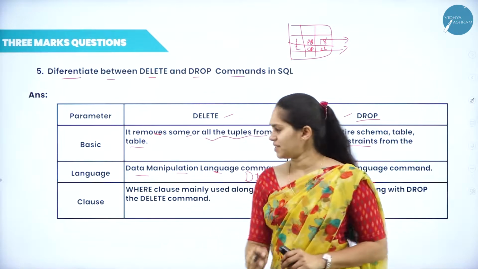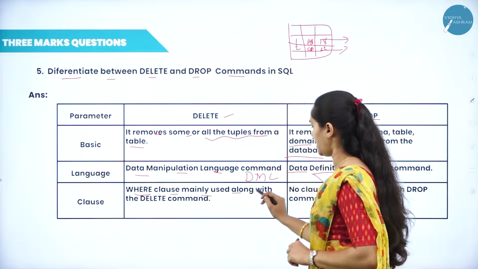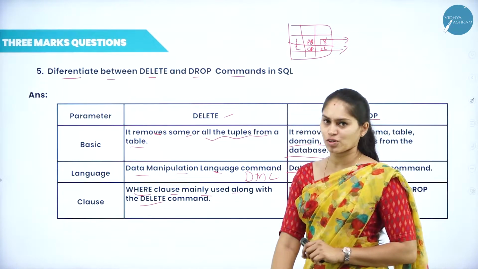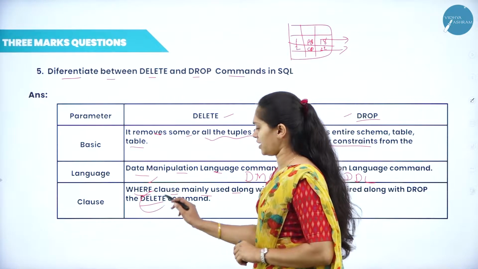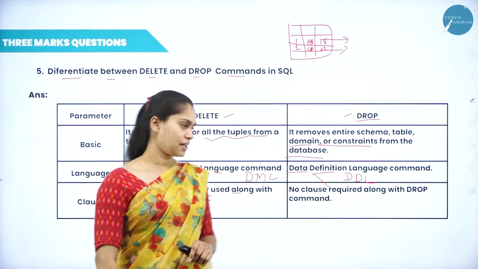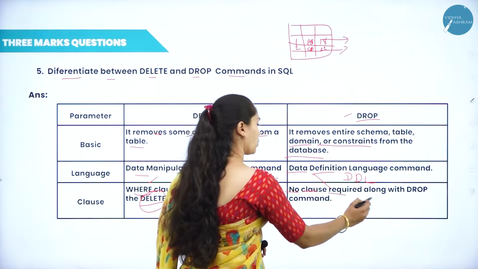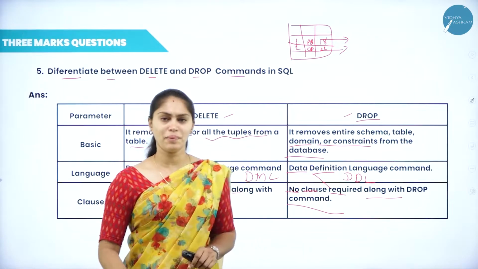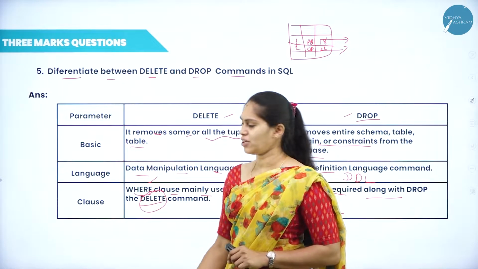What is the next difference we have? The WHERE clause is mainly used along with a delete command. We are going to use this WHERE clause in order to put a condition along with a delete command. Here, no clause is required along with a drop command. Dropping that table, no need to have any of the constraints.